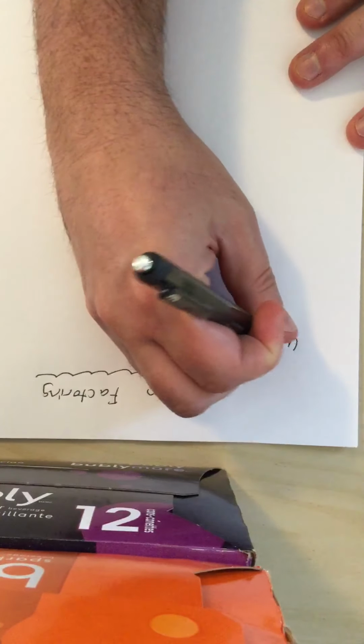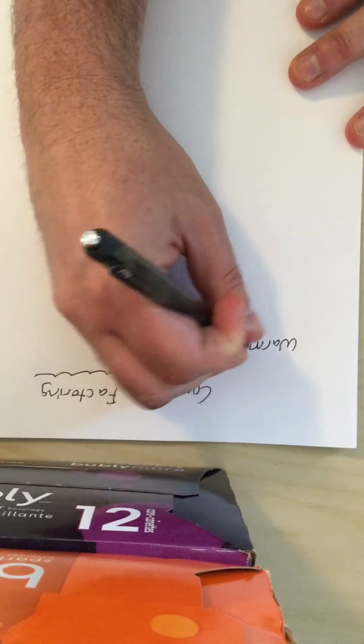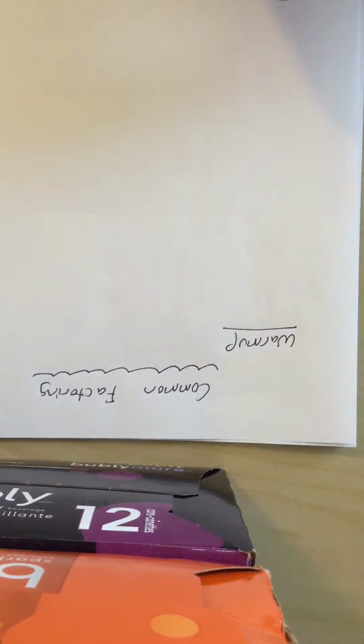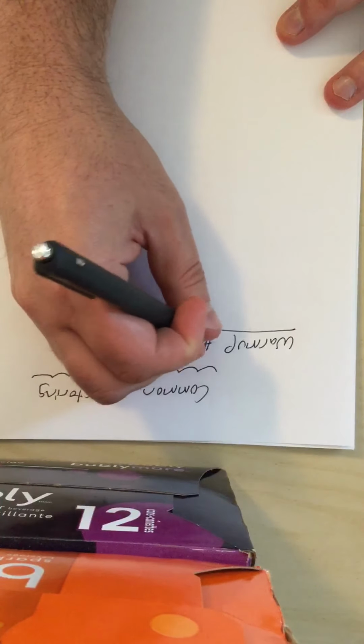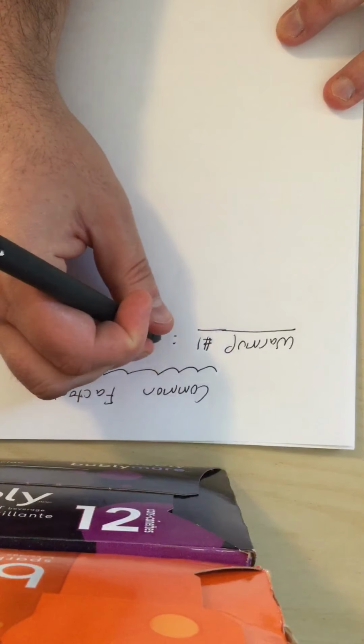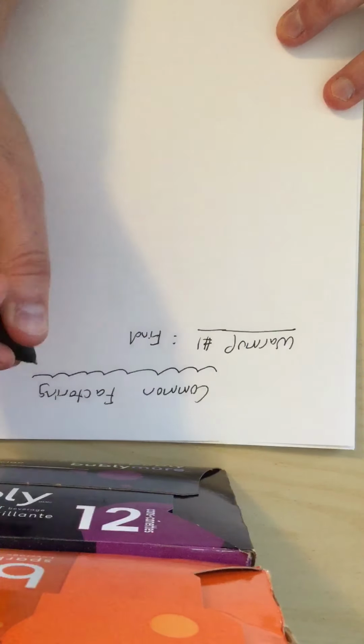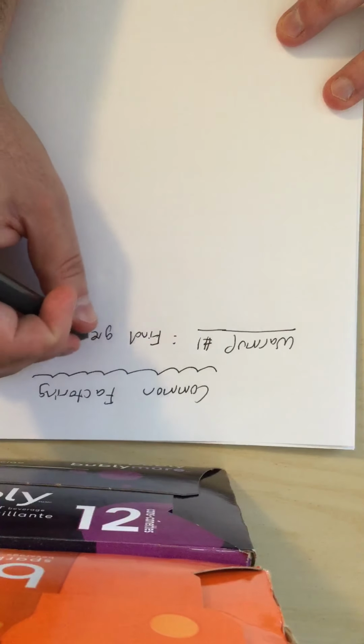We're going to be learning how to do something called common factoring today. So we're going to start off with a warm-up. This is an old way actually from grade school. We're going to have a couple of warm-ups here. So the first one is going to be find the greatest common factor.